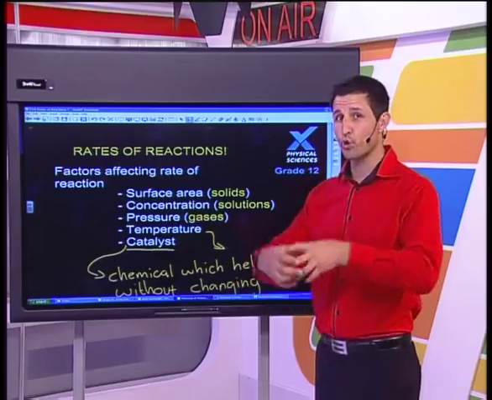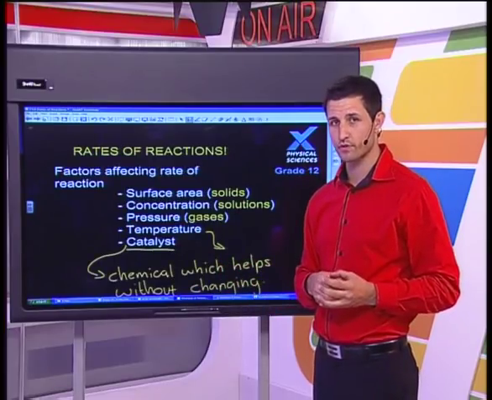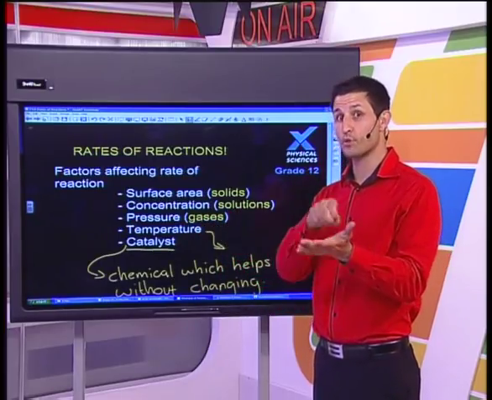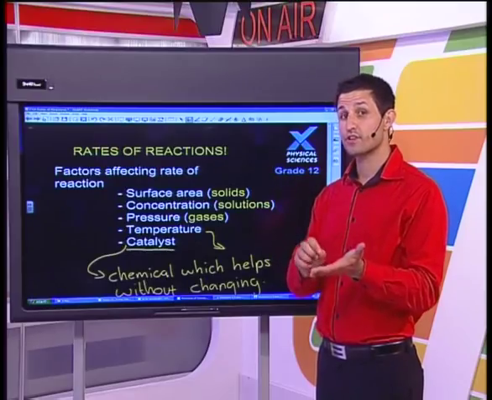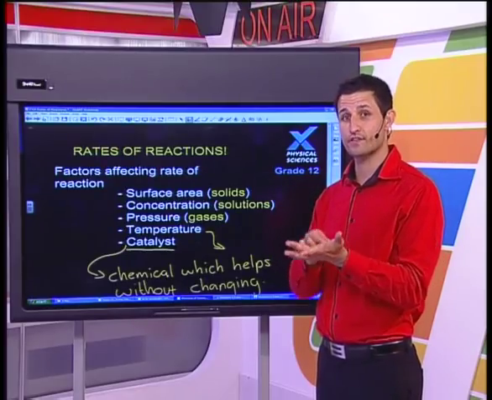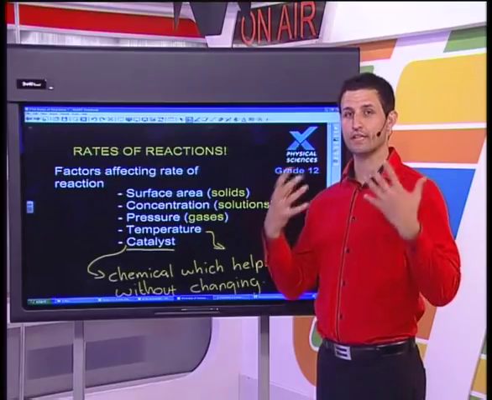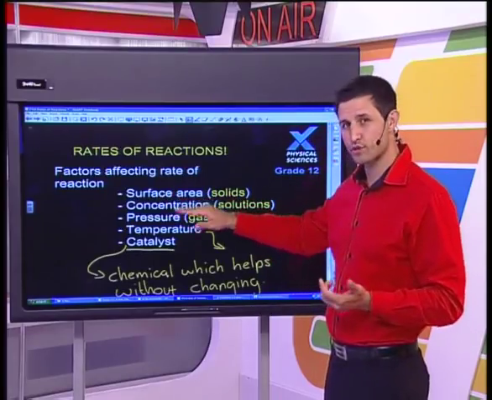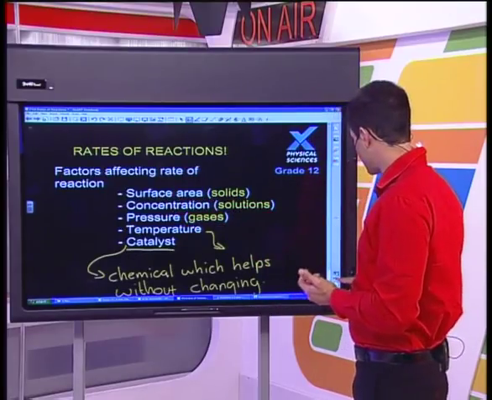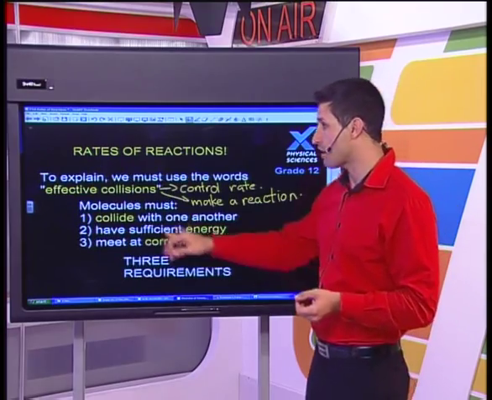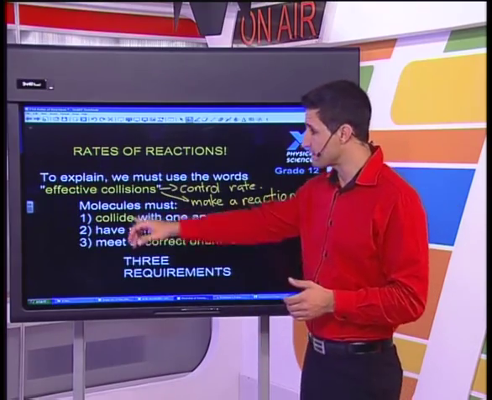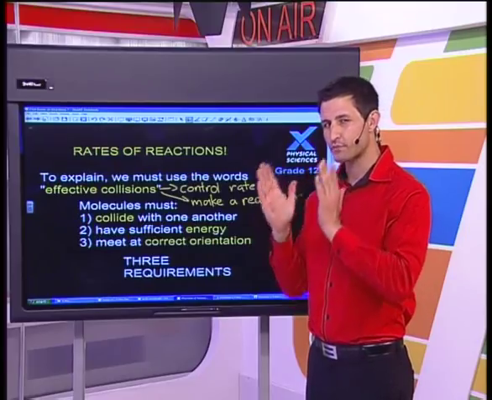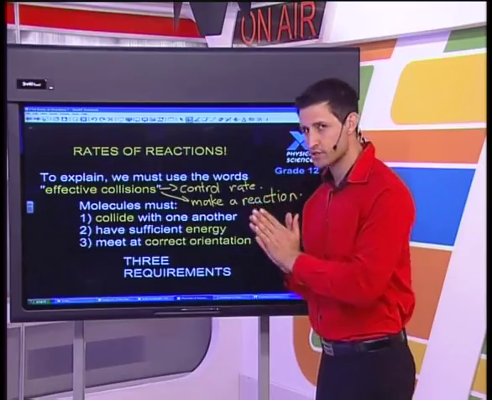So if I have more surface area, to give you an example, there's going to be more space to collide. So there's more chance of an effective collision, and the reaction rate will increase. I want you to run through all 5 of these and explain it in terms of effective collisions. So take these 3 and say, okay, if I'm changing the temperature, what am I changing?